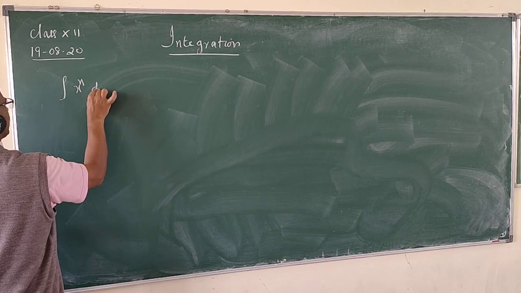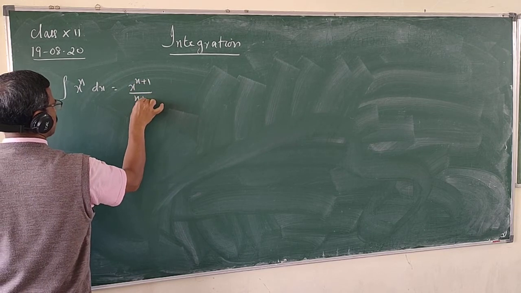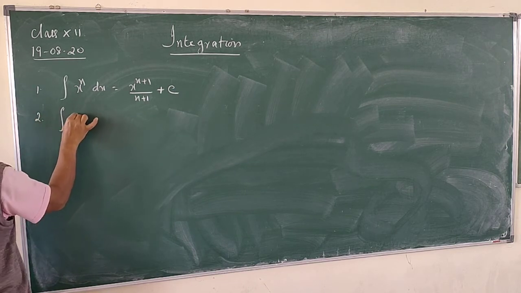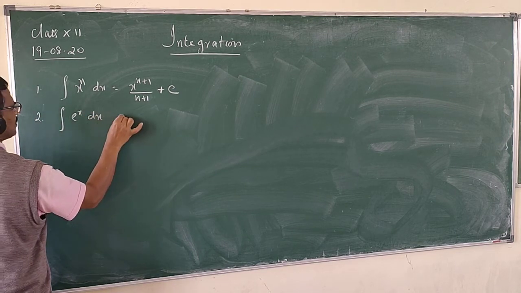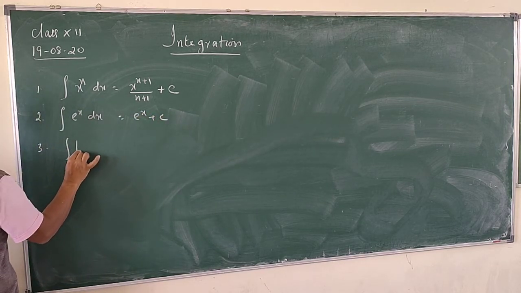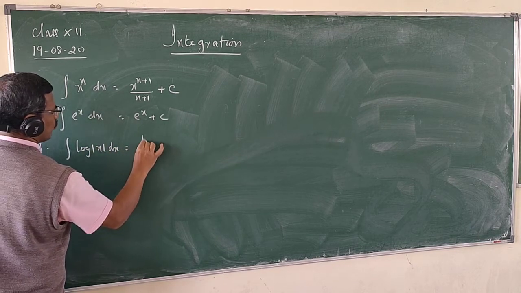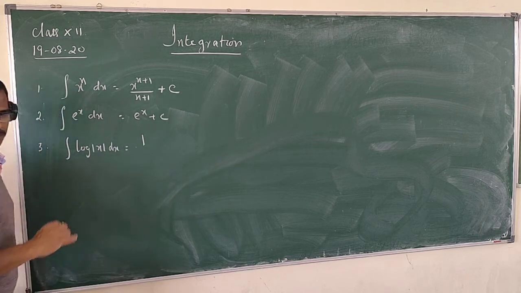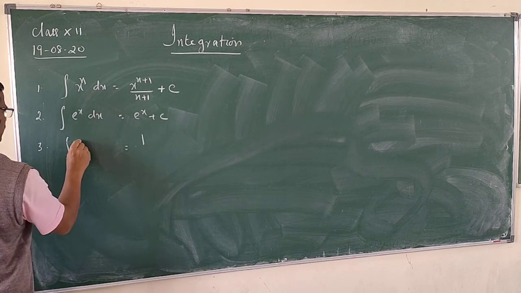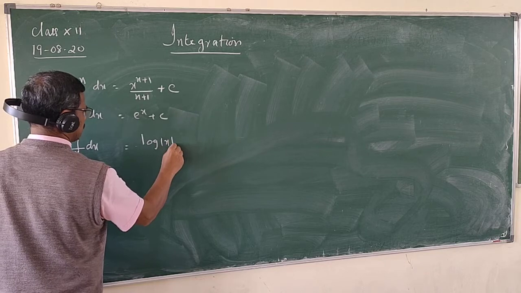Integral of x raised to n dx is equal to x raised to n plus 1 divided by n plus 1 plus c. Then second one is integral of e raised to x dx is equal to e raised to x plus c. And third one, integral of 1 by x. Log x derivative is 1 by x. So integral of 1 by x dx is equal to log mod x plus c.